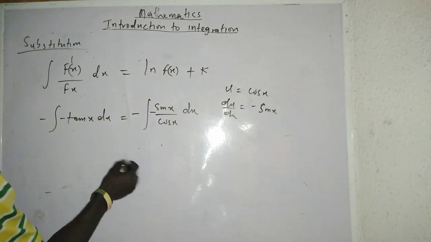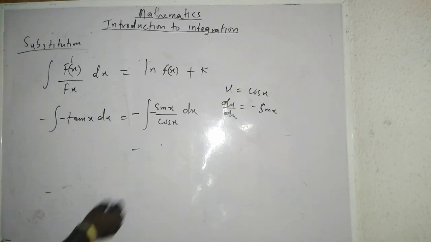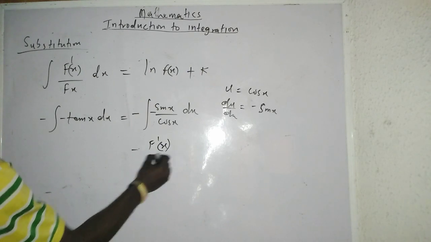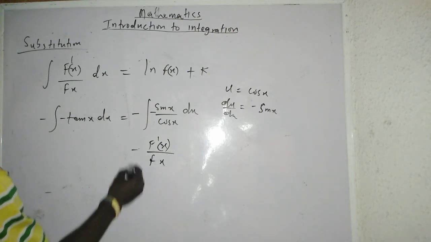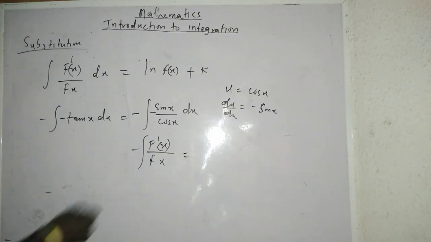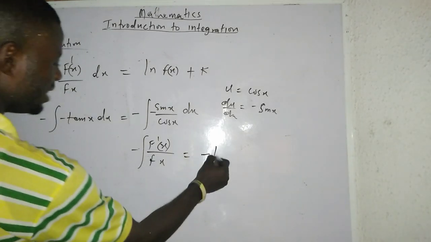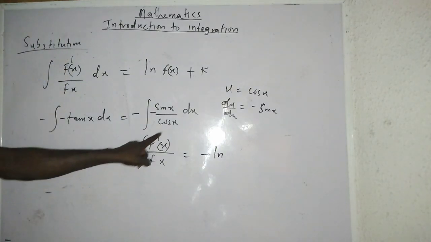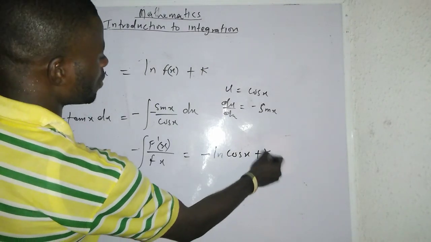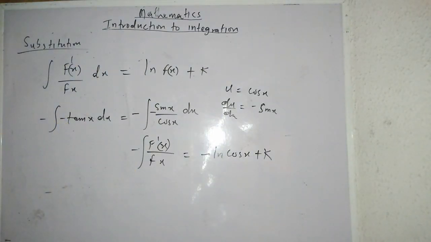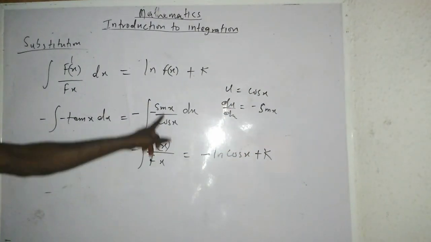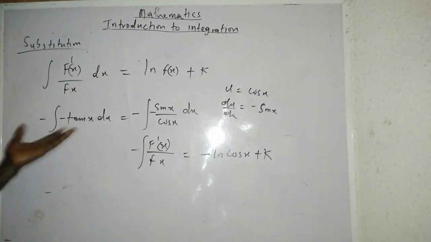My function obeys the condition of f'(x) over f(x) in integral, which is equal to, my answer would be minus ln cos x plus k. That is my answer when you are to integrate, because I've differentiated this and I have this, which is the upper case of it.